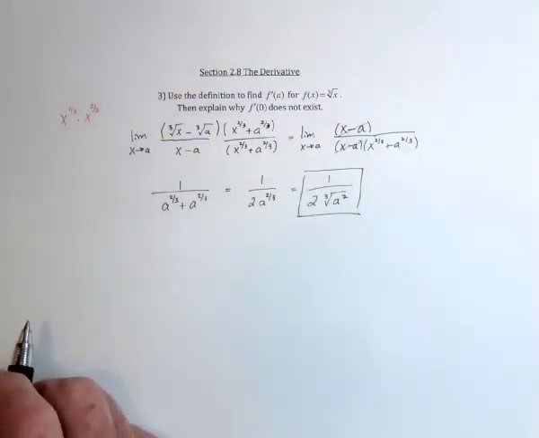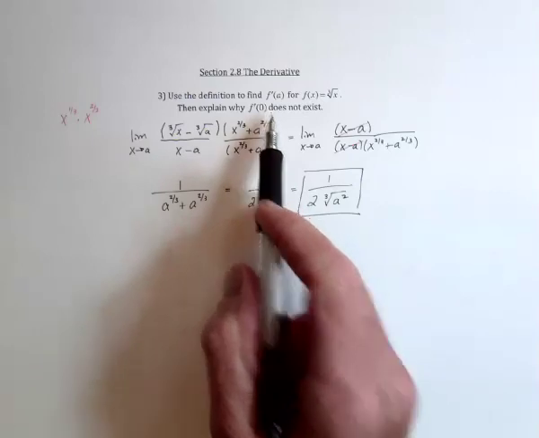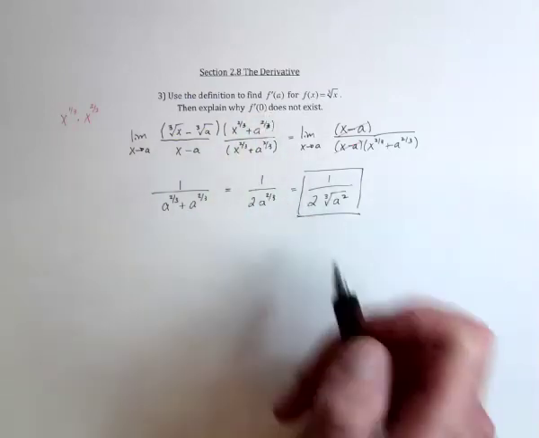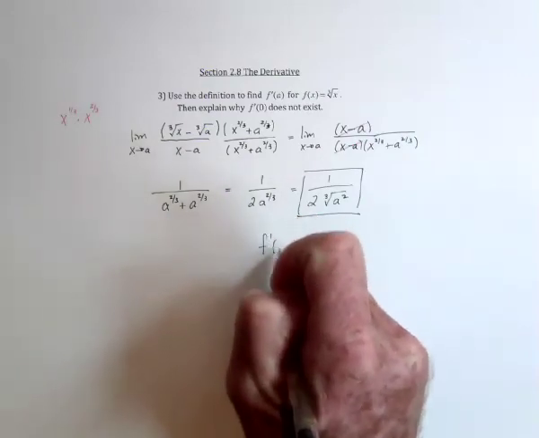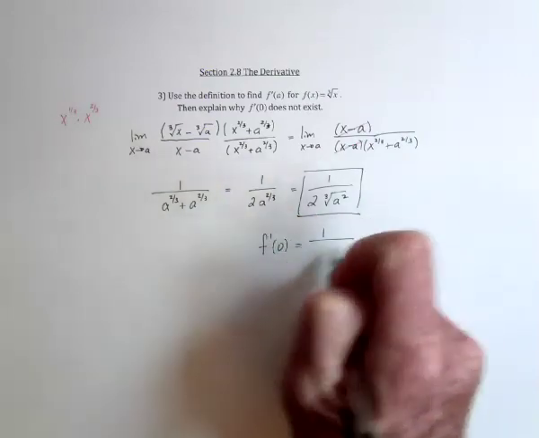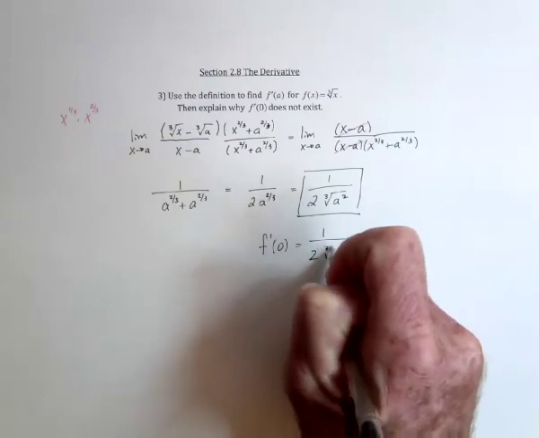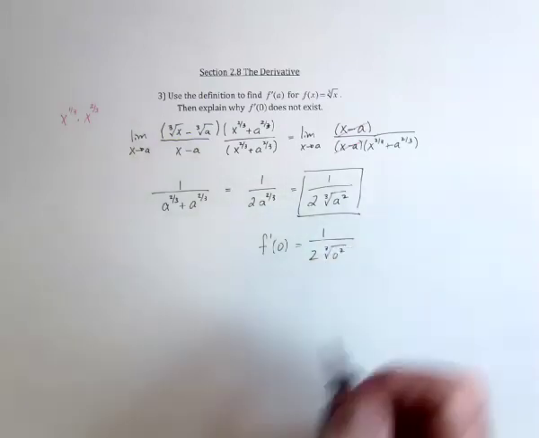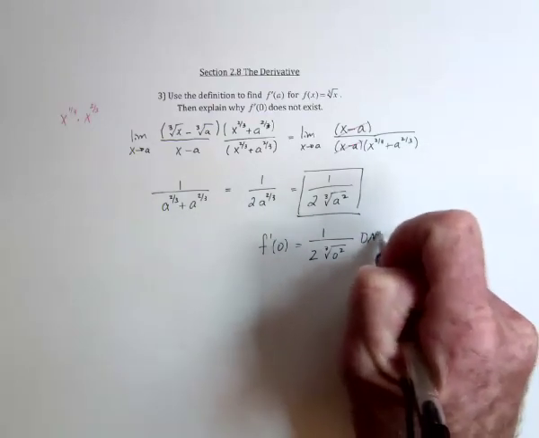And then for the other reason that the derivative does not exist is because if a were equal to 0 now, it would be 2 times the cube root of 0 squared, and then that's division by 0, so that does not exist.